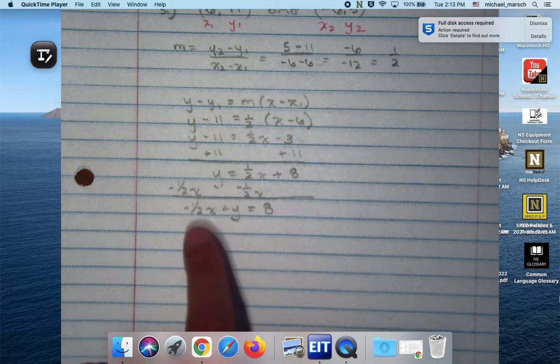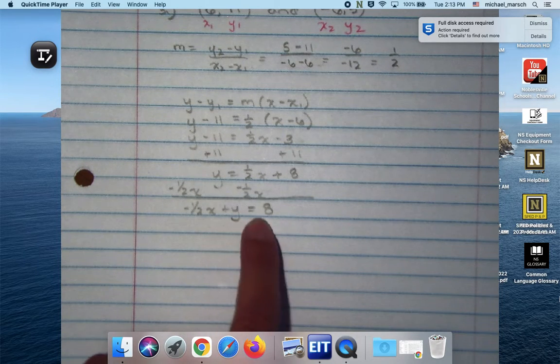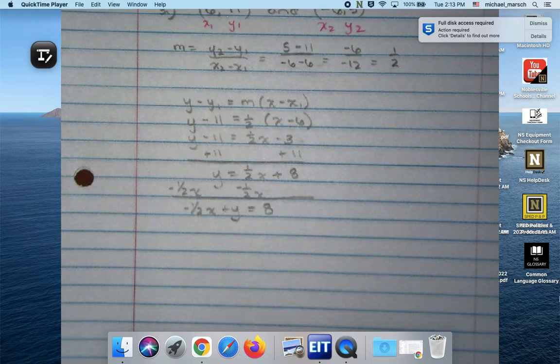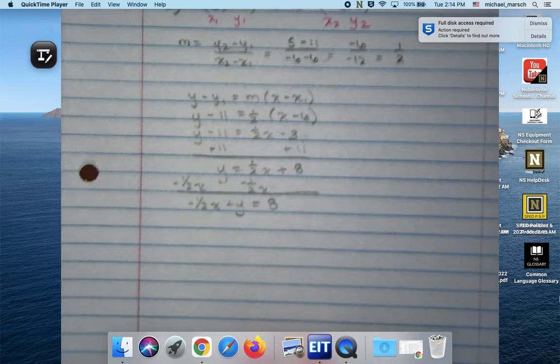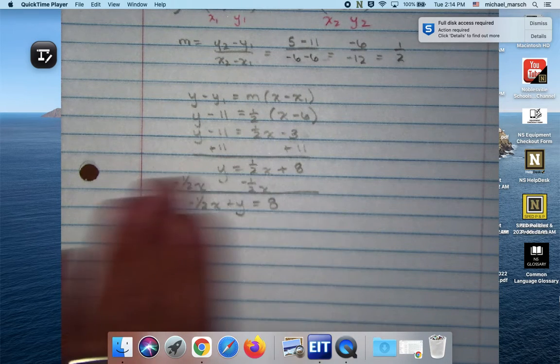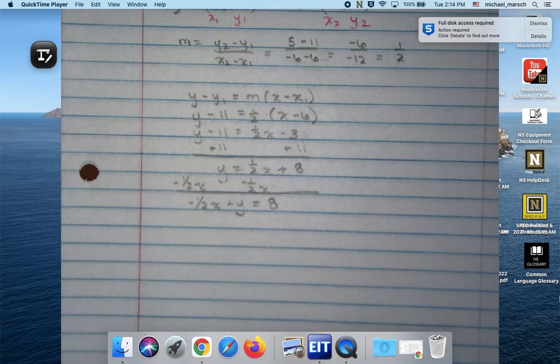Okay, -1/2x plus y equals 8. I'm not done yet though, because if you remember from yesterday's notes, a cannot be negative or a fraction. So what can I do to this entire equation so that a is no longer negative or a fraction? What can I do, Nolan? Not quite, because I'd still have a fraction. You're close. Remember, I have to get rid of that fractional part.